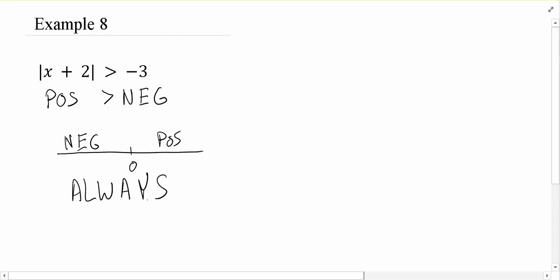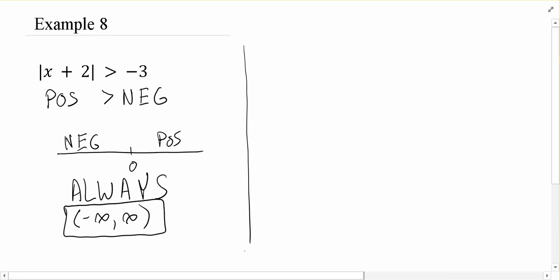Always. So if it's always, what values of x make this true? Any value of x makes this true. So our answer to this problem is actually all real numbers. It's the interval from negative infinity to infinity that would make this original inequality true, because it's always true. Positive numbers are always bigger than negative numbers. That's the common sense approach.